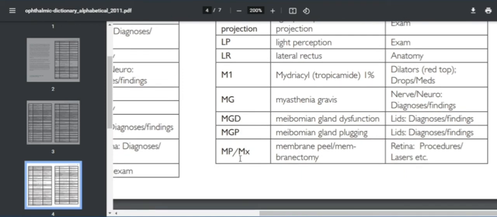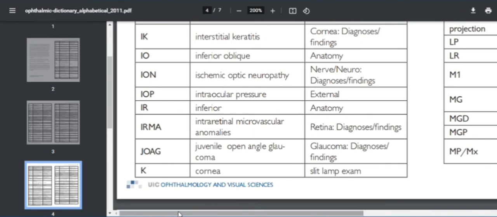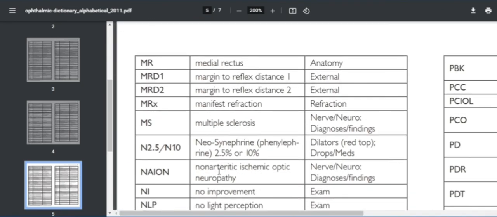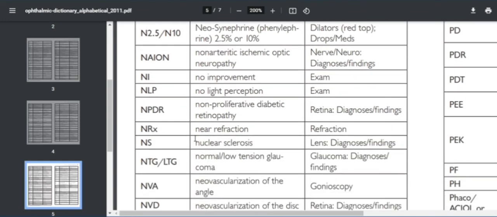LR, lateral rectus. MG, that is myasthenia gravis. MGD, meibomian gland dysfunction, which is a reason for dry eye. MGP, that is meibomian gland plugging. You can also see this PDF, I will give the link of this PDF so that you can access these things. Okay, MR is the medial rectus, MRD, MRD2. These are used in ptosis grading. MRX, manifest refraction, MS, multiple sclerosis.